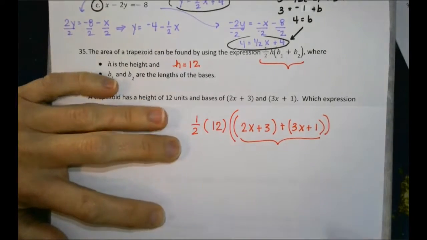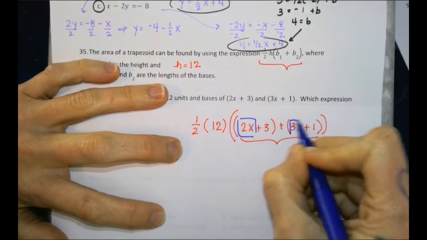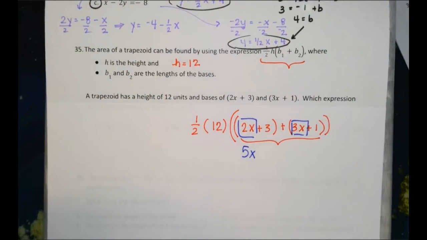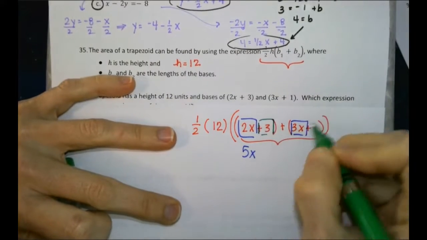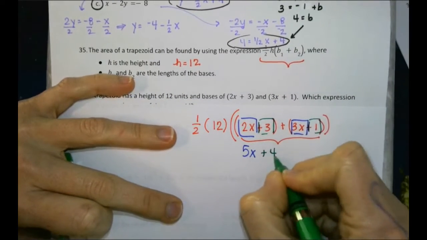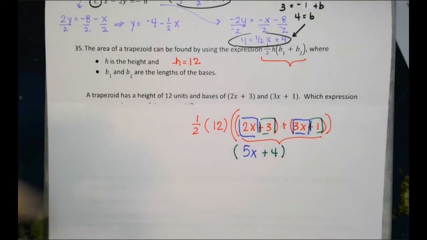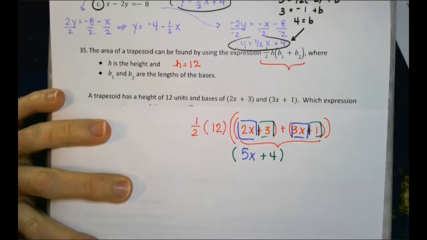And 1/2 of 12. So we have 2x and 3x. That gives us 5x. And then we also have 3 and 1 constants. So that's plus 4. All that's going to still be in parentheses. And then 1/2 of 12 is going to give us 6.